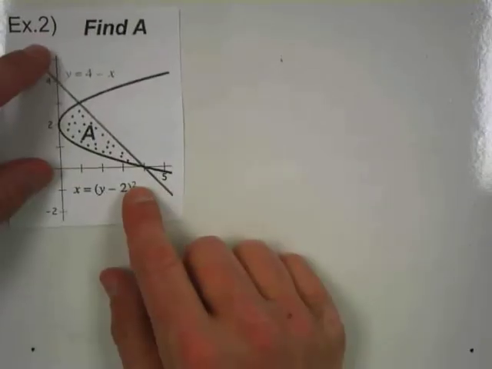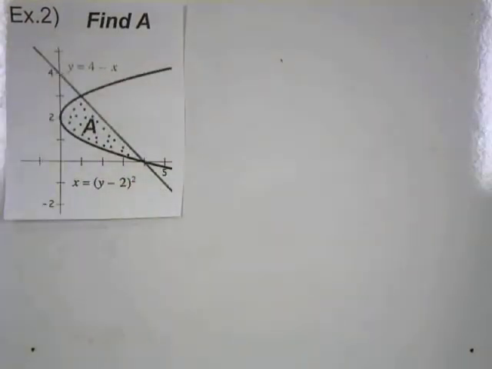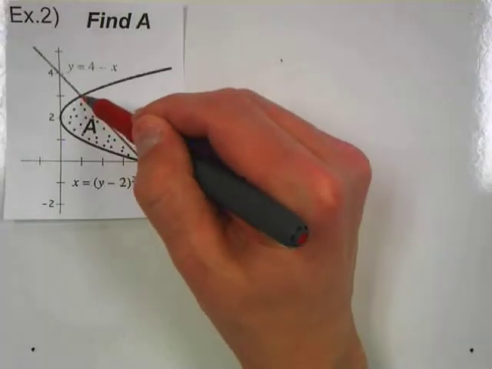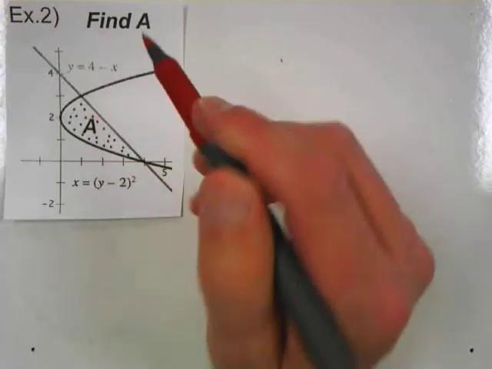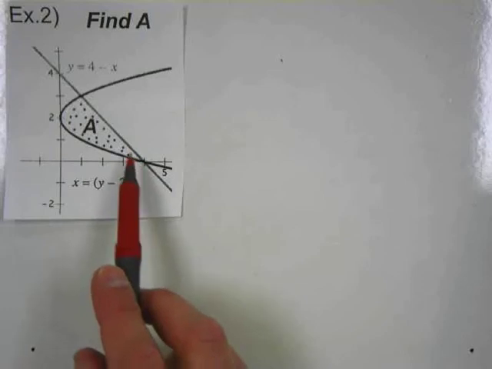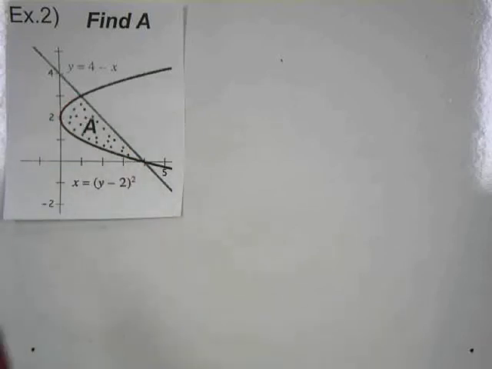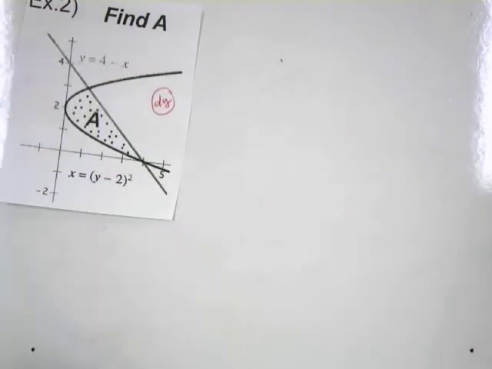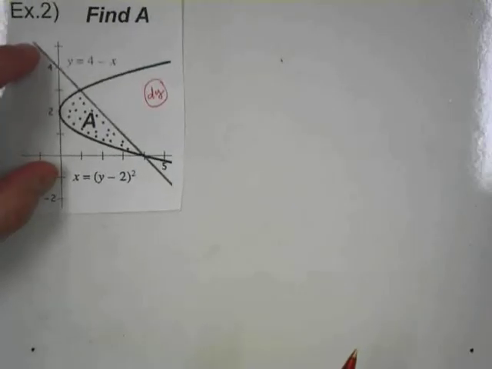So here's the case. I want to find the area bounded by y equals 4 minus x and x equals y minus 2 squared. If I were to do this with respect to x, curve, curve, curve, curve, I'd have to break it up at this point and then line, curve, line, curve. If I look at this in terms of right to left, the line is always on the right, the curve is always on the left. So to me, it'd be a lot easier by doing this with respect to y.